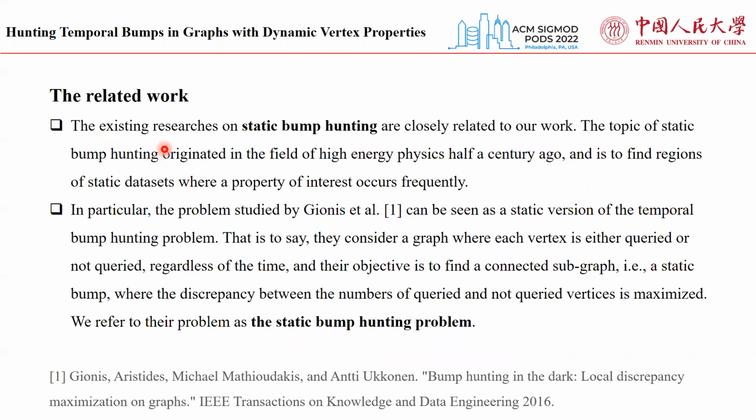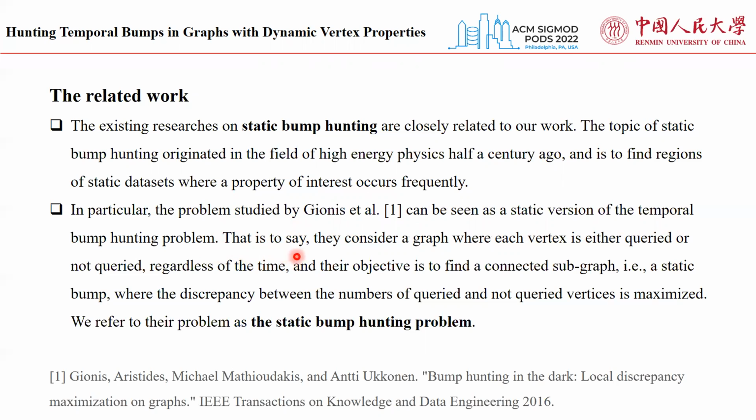The existing research on static bump hunting is closely related to our work. The topic of static bump hunting originated in the field of high-energy physics half a century ago, and is to find regions of static datasets where a property of interest occurs frequently. In particular, the problem studied by Jonas, etc. can be seen as a static version of the temporal bump hunting problem.